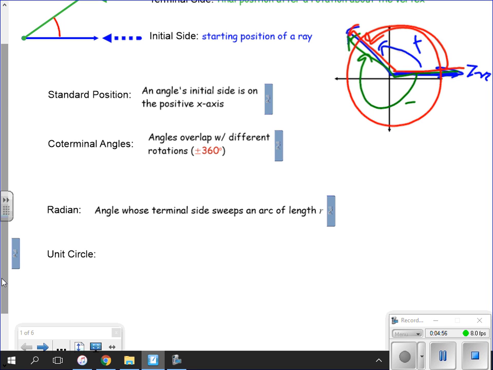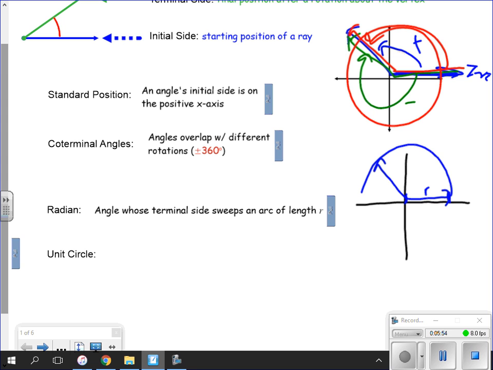Radian: an angle whose terminal side sweeps an arc of length r. Here's where you think about what radian measurement is, because we're going to use an awful lot of radian measurements. You have an angle like that. If this is the distance r, from here to here, you can imagine there's a circle going around. It's a crappy circle, a little lopsided, more like a V, but deal with it.